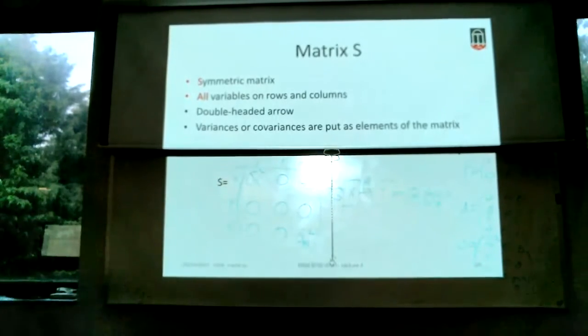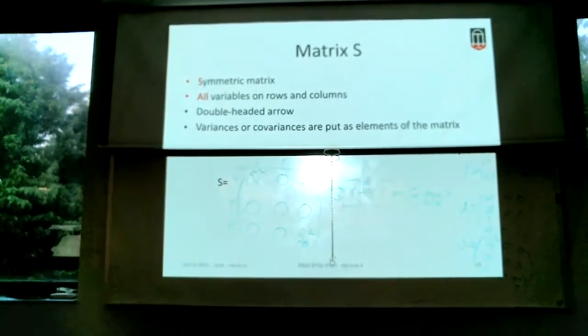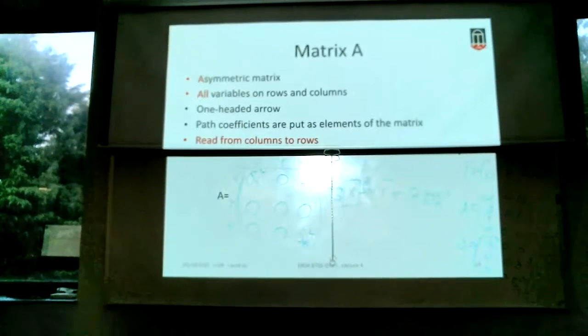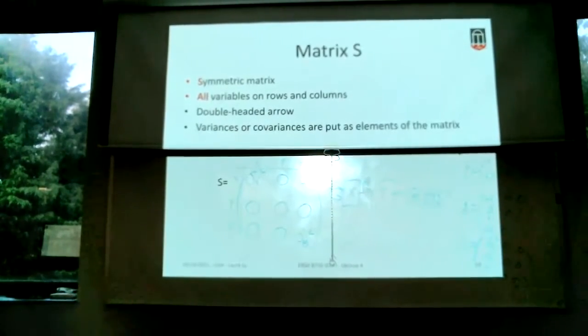So we have already obtained the 3 matrices by using the definition and these rules. I have a question. In matrix A, you had a tip that says read from columns to rows. Is there a specific one for matrix F and matrix S? For S, it's double-headed, so it doesn't matter. For A, you are right, from column to row. And for the filter matrix, it doesn't matter. It just shows the observed variables. One means observed variables.